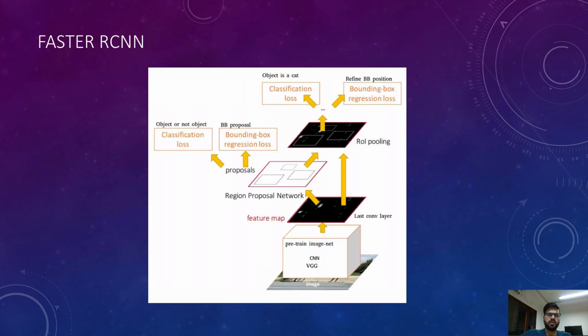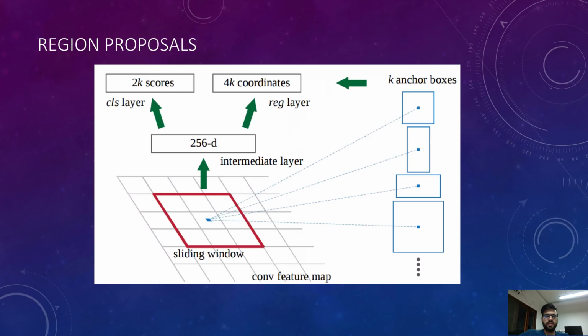Now I want to come to the concept of Faster RCNN. Faster RCNN is an even better architecture. The problem with the previous approach was that even the selective search was a slow process. To speed up further, we have Faster RCNN. In Faster RCNN, we have something called a region proposal network. Instead of using a selective search method, we have a neural network that learns to propose regions.